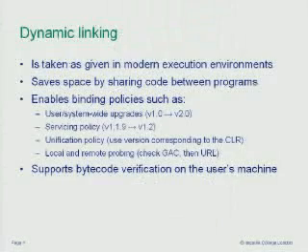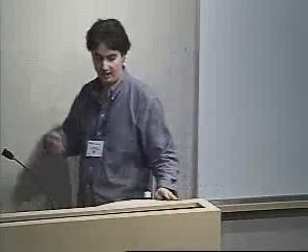So it's taken as given in modern execution environments like the JVM and the CLI that dynamic linking will be present. There are well-known benefits. It saves space by allowing code to be reused between different programs. There's no need to build a monolithic executable when you can download assemblies and classes at runtime onto the user's machine. And particularly in the CLI, it enables binding policies such as: I'm an assembly and I have a reference to version 1.0 of some other assembly, and the user or the systems administrator or someone can specify that actually there were some serious bugs in 1.0, use 2.2.0 instead.